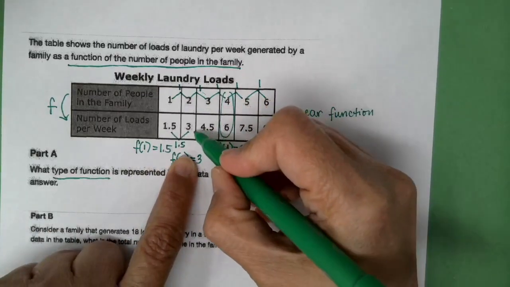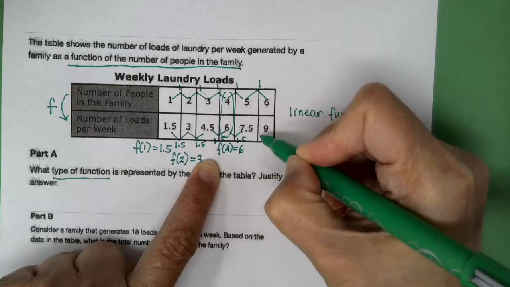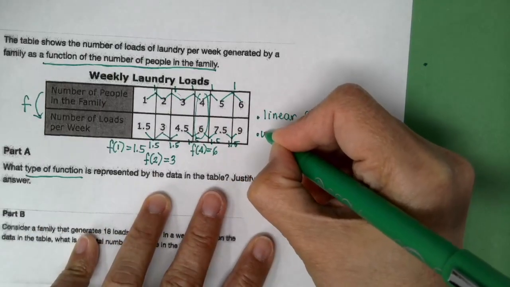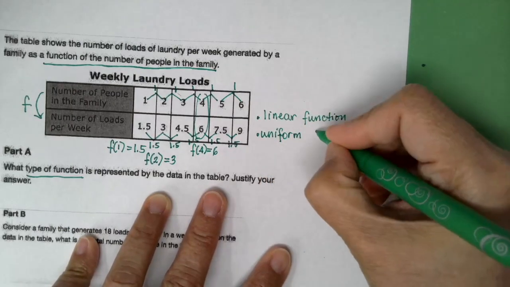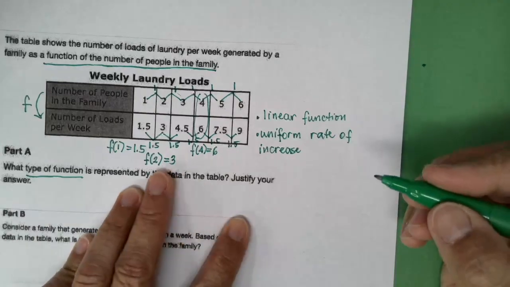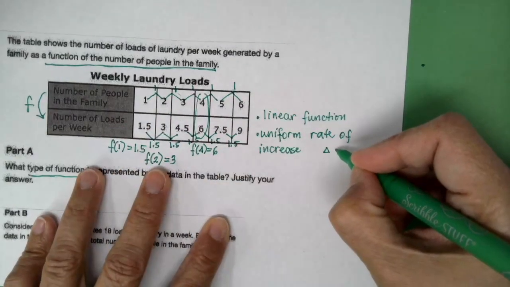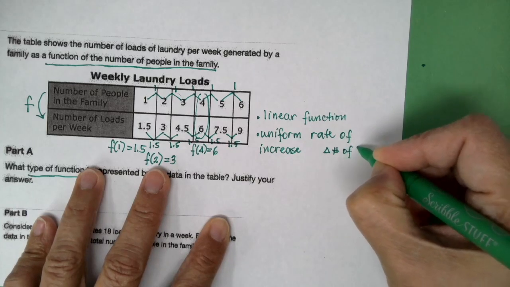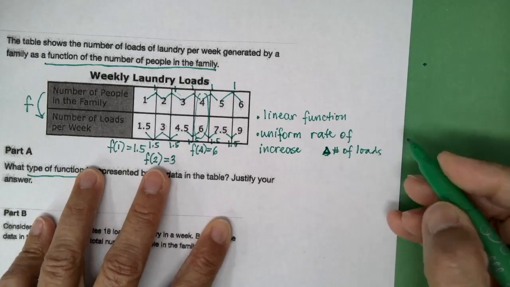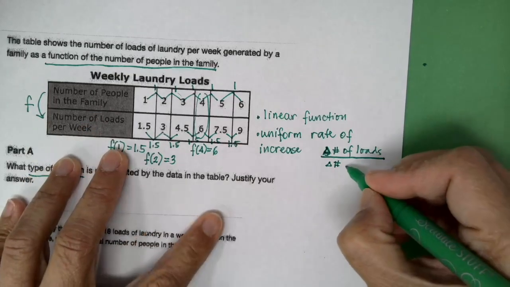We increase another person, and we see that there is an increase of 1.5. Increase another person, there's also another increase of 1.5. So we see that there is a uniform rate of increase. When you say rate of increase, that is the change in the number of loads, delta, this triangle means delta, which is the mathematical symbol for change, and then we divide that by the change, or increase, in the number of people.